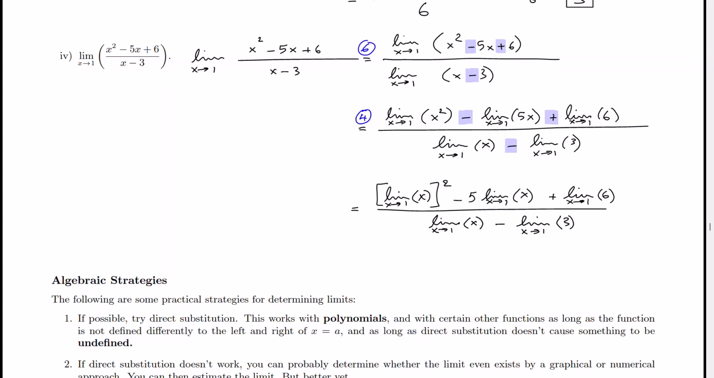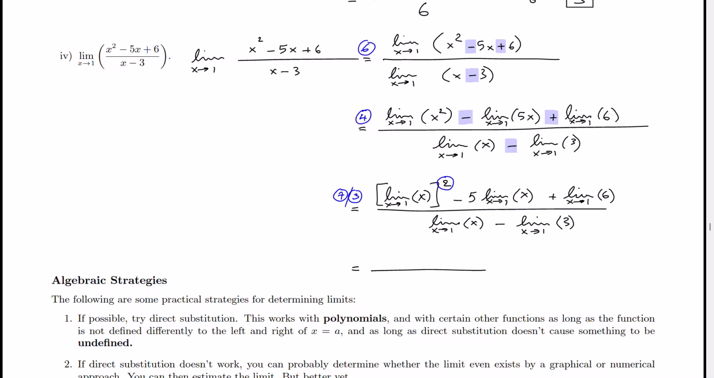Okay, so here I used basically two rules. First, to bring this 2 out, I used rule number 7. And then to bring the 5 out of the limit, I used rule number 3. So 2 rules were used on that line. And now we are basically pretty much done. All we have to do is find the limit of x's or the limit of the constants.